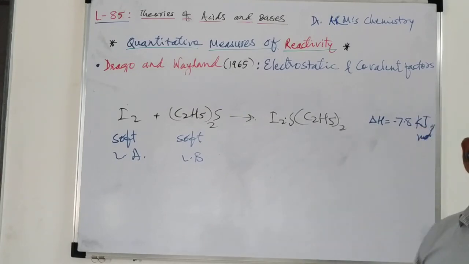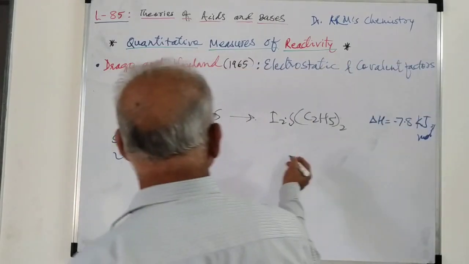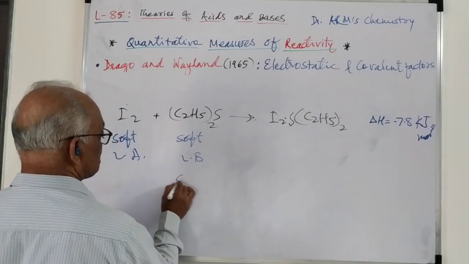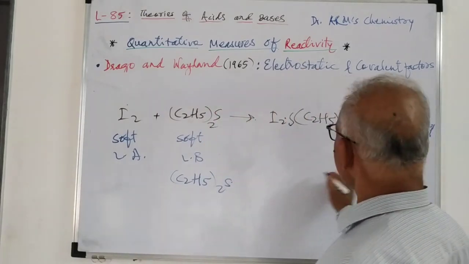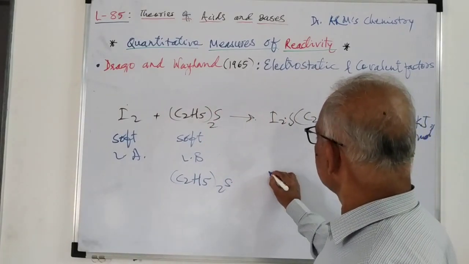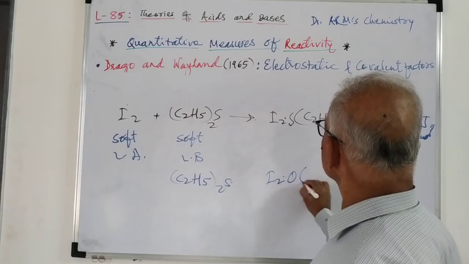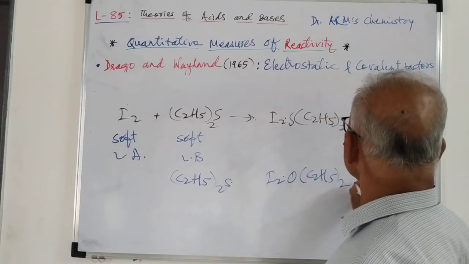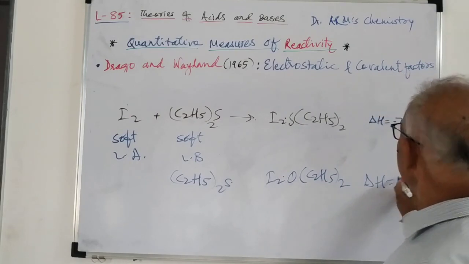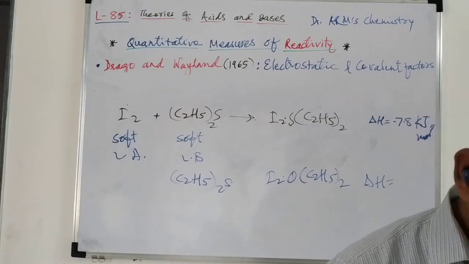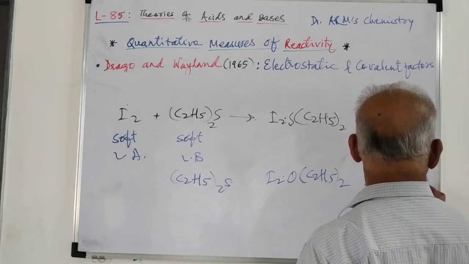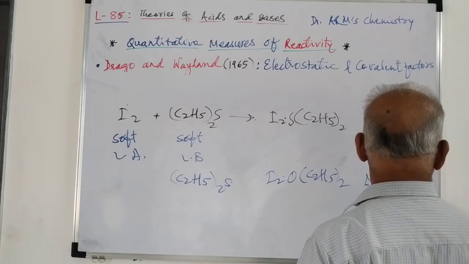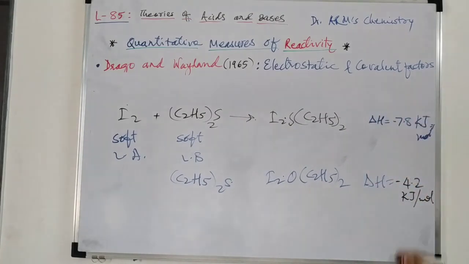And in case we take another, that is diethyl ether, so if we use diethyl ether, this value of delta H, that is for I2 with O(C2H5)2, this delta H is higher. It is minus 4.2 kilojoules per mole.